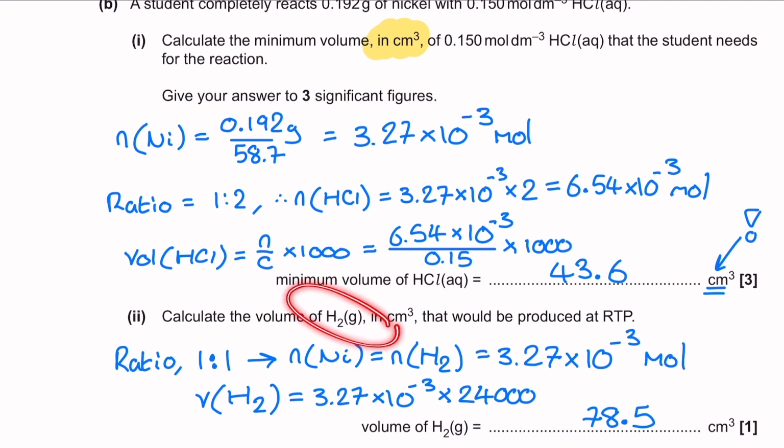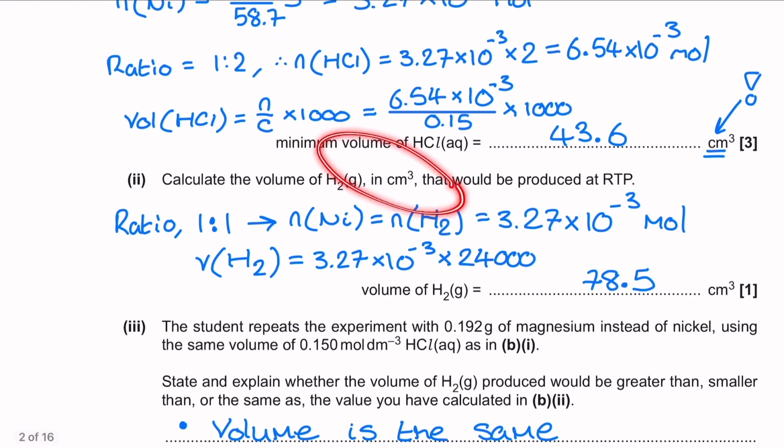All right, so I've got a gas and I've been told that it's RTP, room temperature and pressure. So that means I'm going to be using the molar gas volume, which is 24 decimeters cubed per mole. But I'm going to tweak that number a little bit to save me some time, since I've been asked to give my answer once again in centimeters cubed.